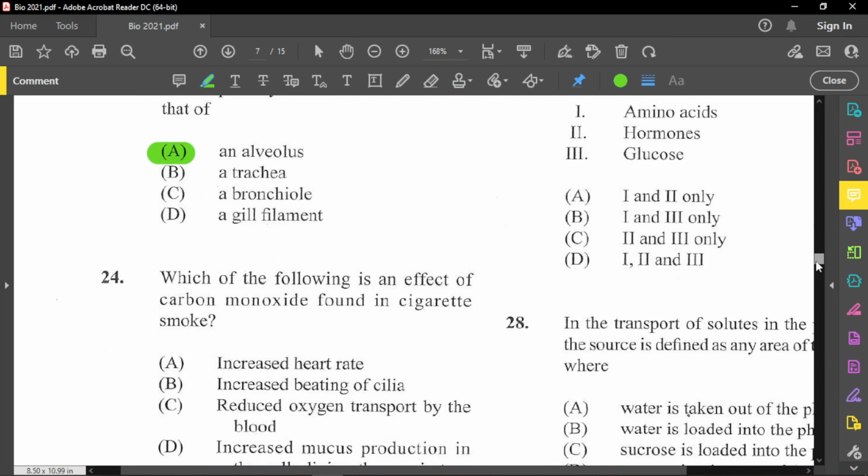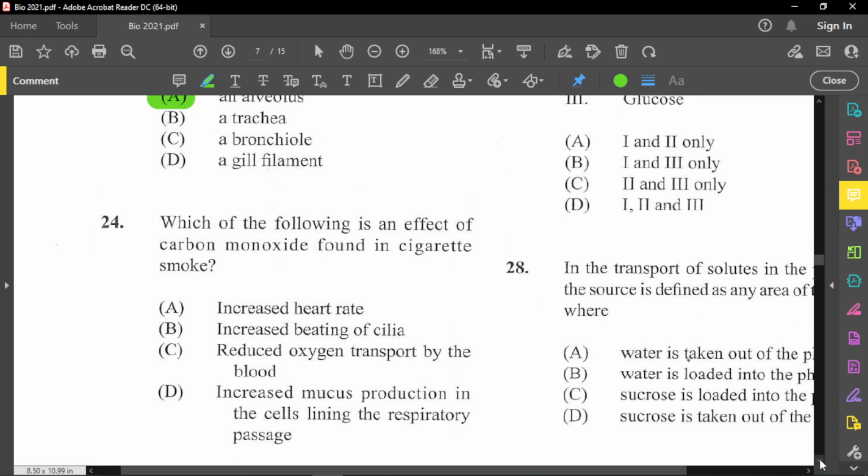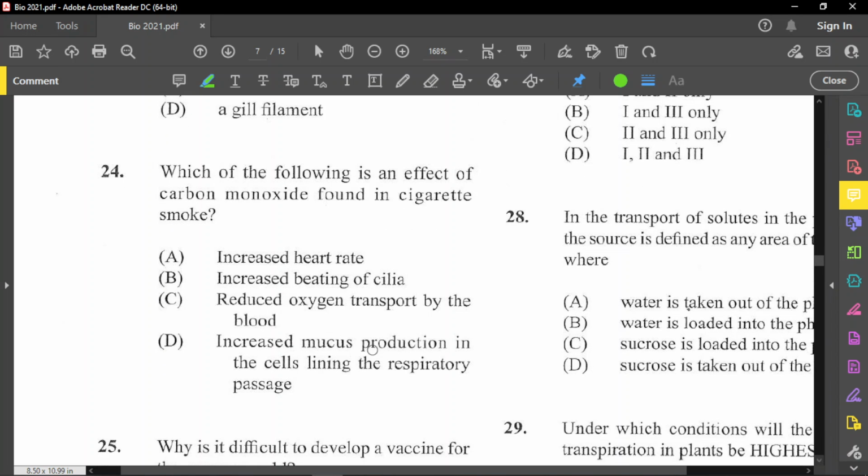Now 24 says, which of the following is an effect of carbon monoxide found in cigarette smoke? So what will carbon monoxide do? All right, so let's look through the options really carefully. It says increase heart rate. No, not necessarily. It says increase the beating of cilia. If smoke goes on cilia, it will slow them down because of the tar buildup on the cilia. It will be harder for them to move, definitely.